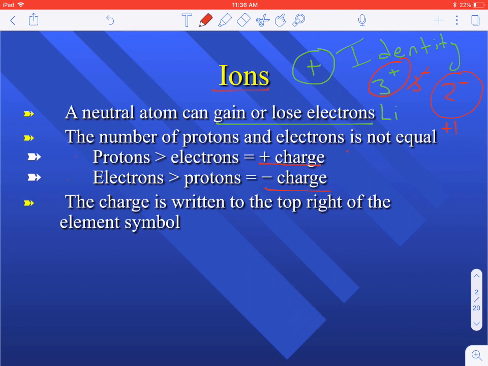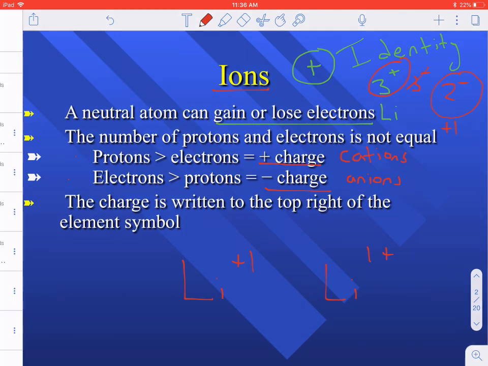Positive ions we call cations. Negative ions you'd think we'd call dog ions, but we don't. We call those things anions. So we have cations, we have anions. And the convention is to write that charge to the upper right, so our lithium +1 we would write as lithium with a +1 charge. You'll also see that written as lithium 1+. Those are interchangeable, they mean the exact same thing.